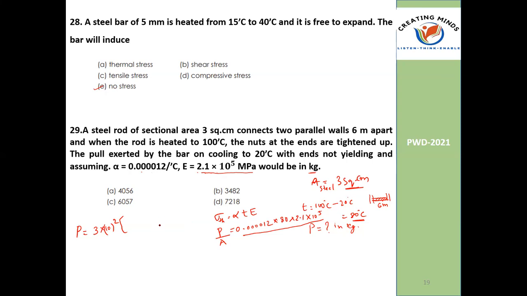6048. Yes, I think you are getting 6048, right? Yes, 6048 kg. So what is the nearby value? 6057 is the answer. So any doubts? Yes, any doubts? Okay, clear. Yes, next. We move on to the next topic.